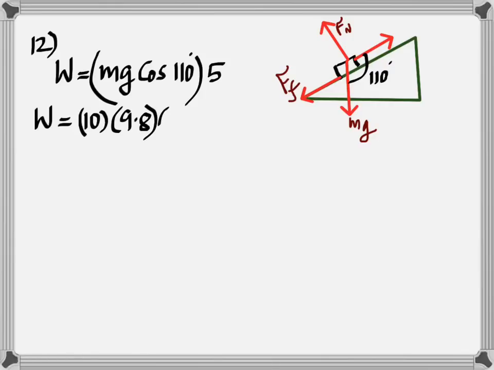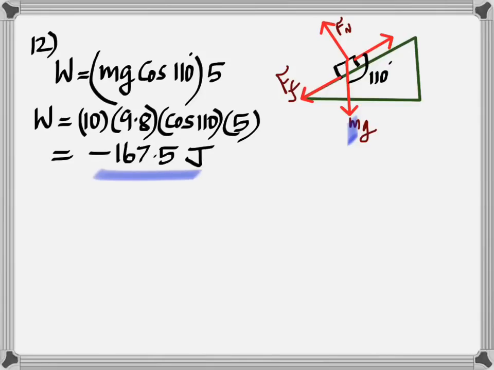Work is here. You got to be careful because you got to find the work done by the gravitational force. The gravitational force is acting down, and the motion is along the plane, and the angle between them is 110 degrees. That's why it's mg cos 110 times 5. Negative 167.5 joules.